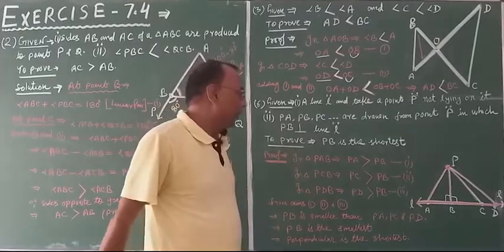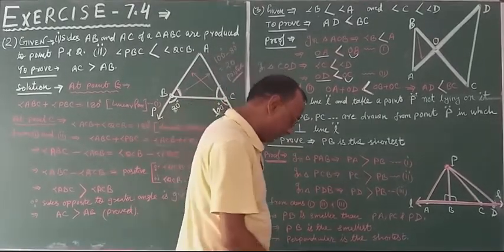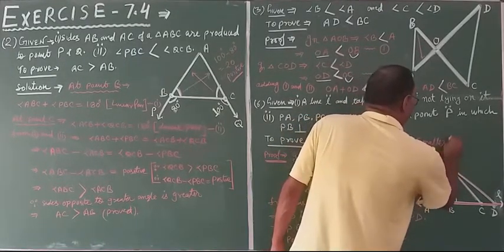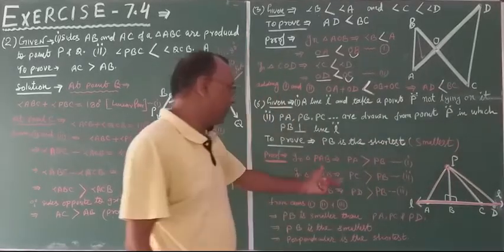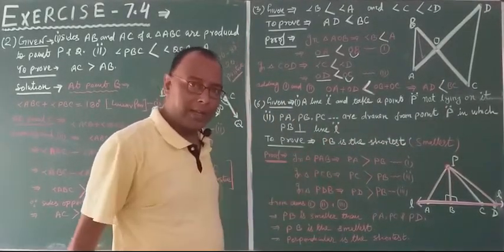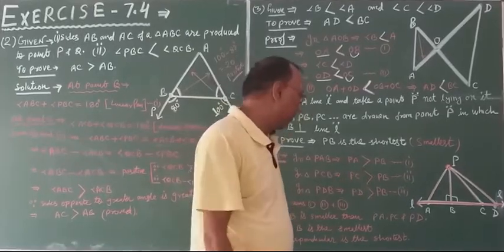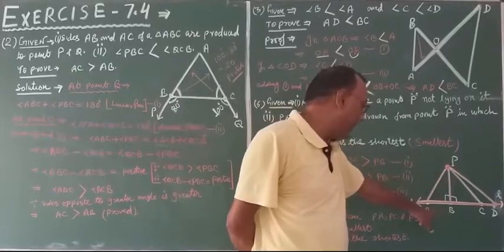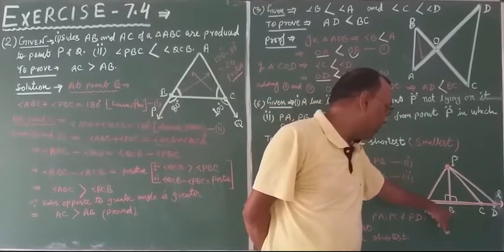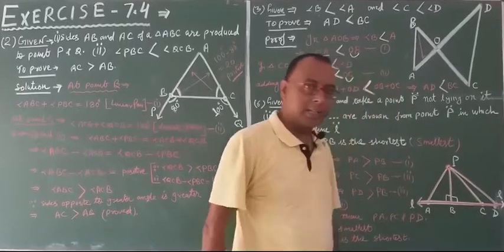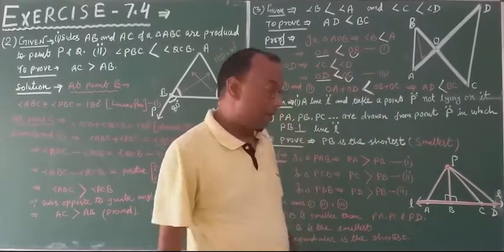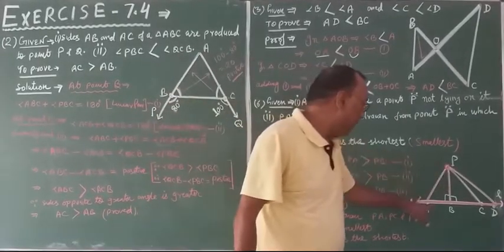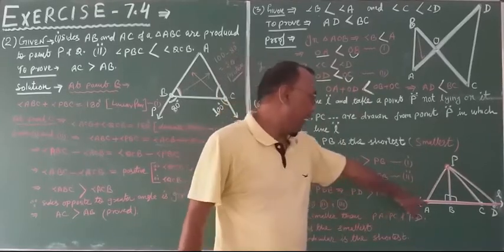We have to prove that PB is the shortest, or this is the smallest line segment. PB means that the perpendicular is the smallest line segment. Now just look here. Now you have some right angle triangles there: PBA, this one, PCB, PDB, etc. These are the right triangles there. Just first in triangle PAB.